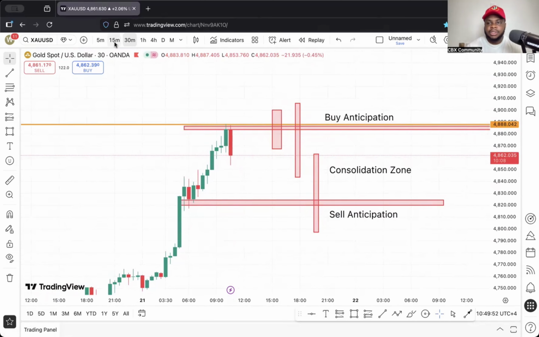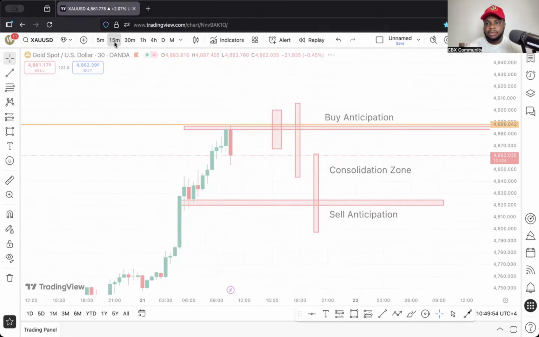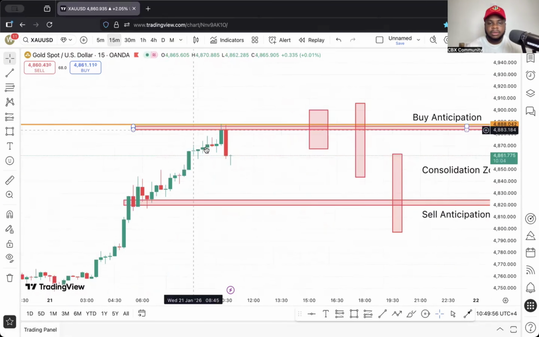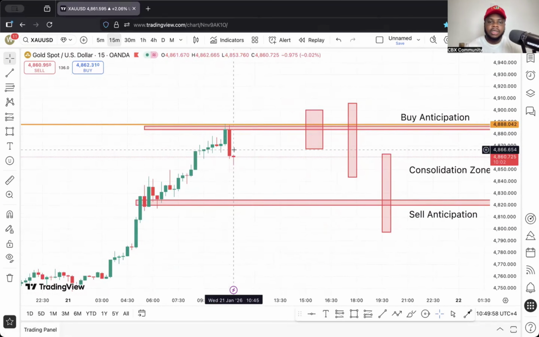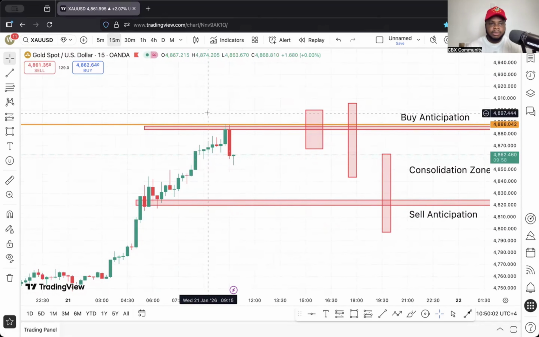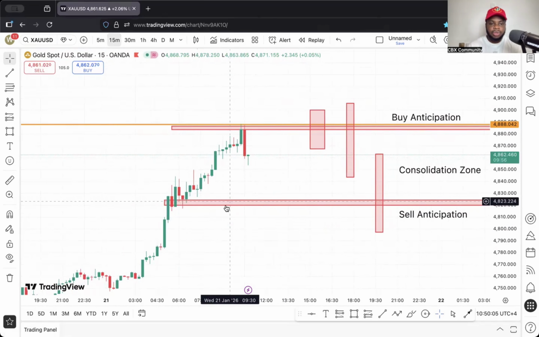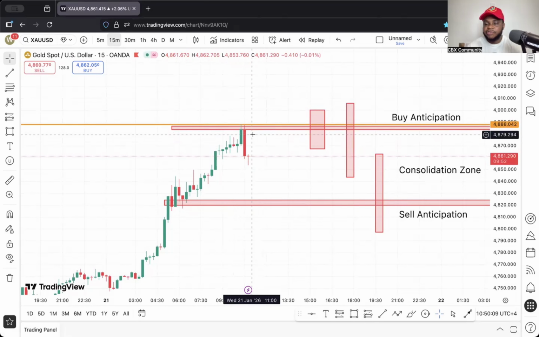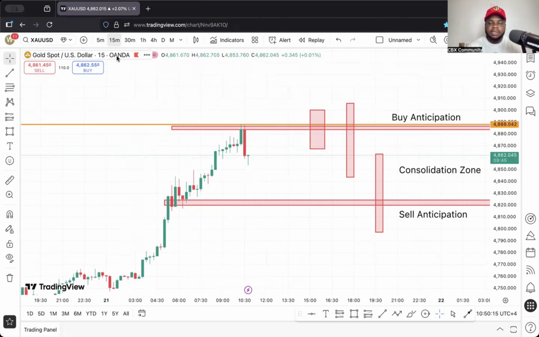Let's look at this 15 minutes. The 15 minutes candle has closed with a bearish candle. So let's see what the next 15 minutes candle wants to do. So this resistance. As you can see, the 15 minutes candle has confirmed that this is our recent resistance over here, but we are not looking at the 15 minutes, we are looking at the 30 minutes.